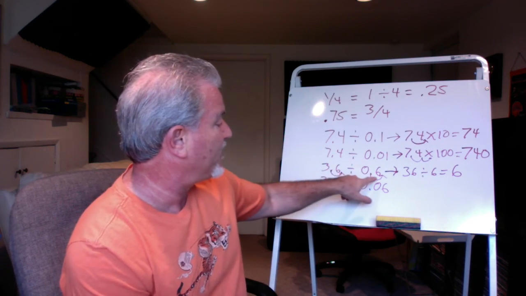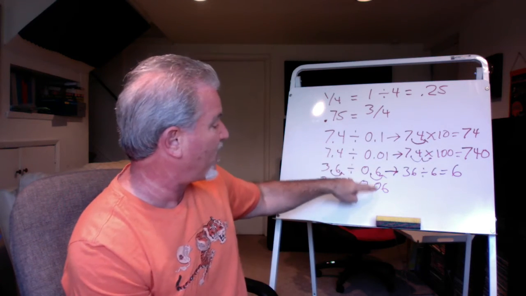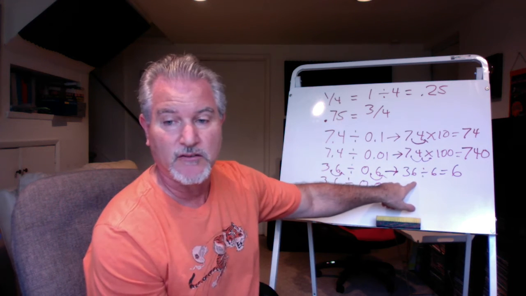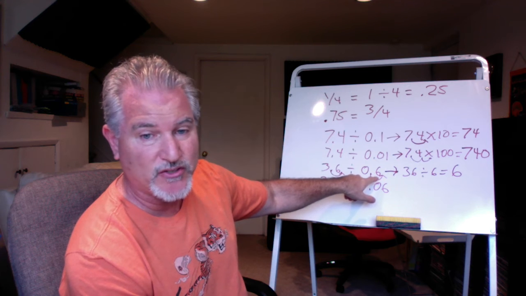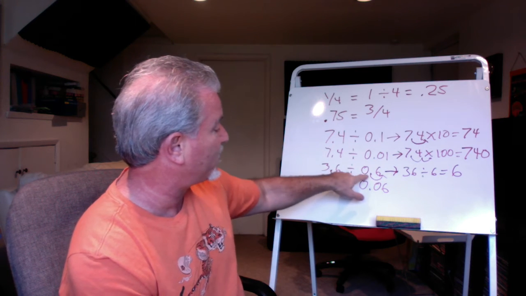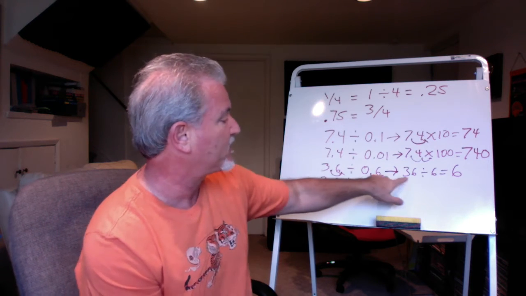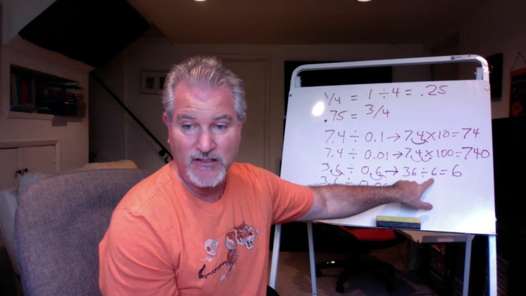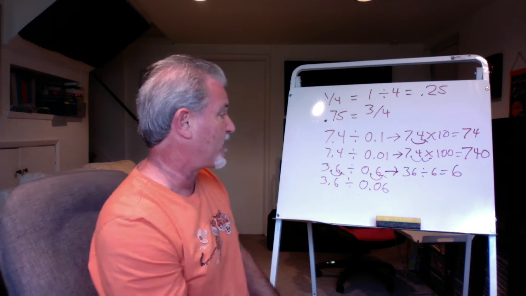So when I see the ones here, I can do it this way. When I see another number here, then I can do it this way. Again, because this is 6/10, I'm moving the decimal on both of these 1 spot to the right. So 3.6 becomes 36, and 6/10 becomes 6, and then 36 divided by 6 is 6. That's your answer.